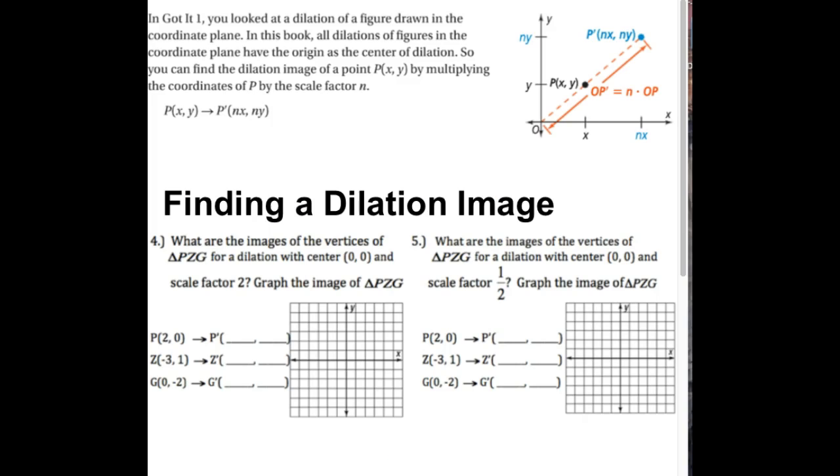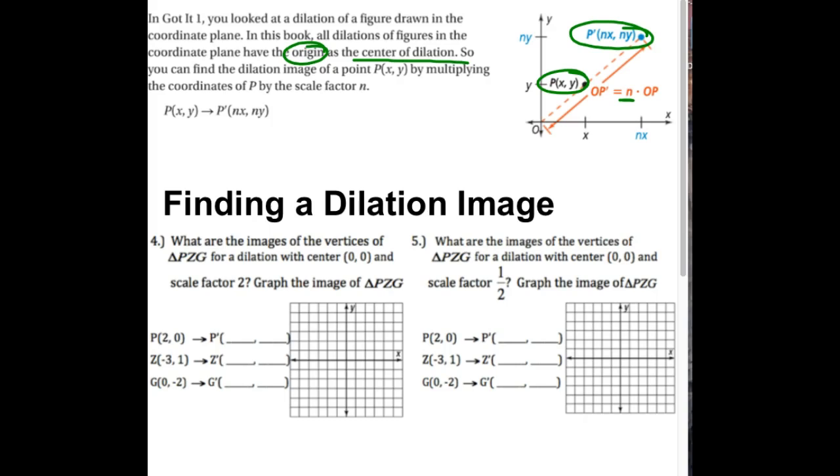So, yesterday, we looked at a dilation of a figure drawn in the coordinate plane. Whenever we talk about dilations of figures in the coordinate plane in our curriculum, we're always going to say that they have the origin as the center of dilation, okay? So you can find the dilation image by multiplying the coordinates of your ordered pair by a scale factor, just like they did right here. Here they have their original ordered pair. Here they found their image by taking those x and y values and multiplying them by that scale factor. So that's what we're going to do here.